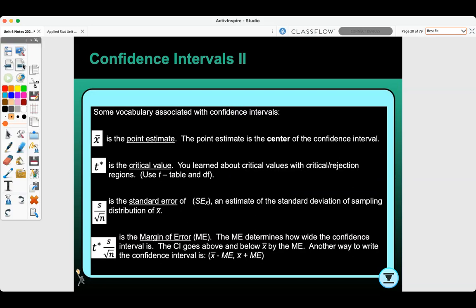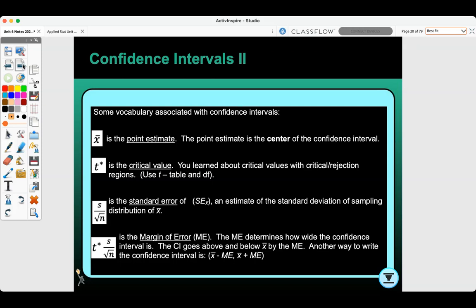Let's look at some vocabulary associated with confidence intervals. X bar is the point estimate. The point estimate is the center of the confidence interval. T star is the critical value. You learn about critical values with critical slash rejection regions. We're going to use the t table and degrees of freedom, so you will need your formula packet for this.